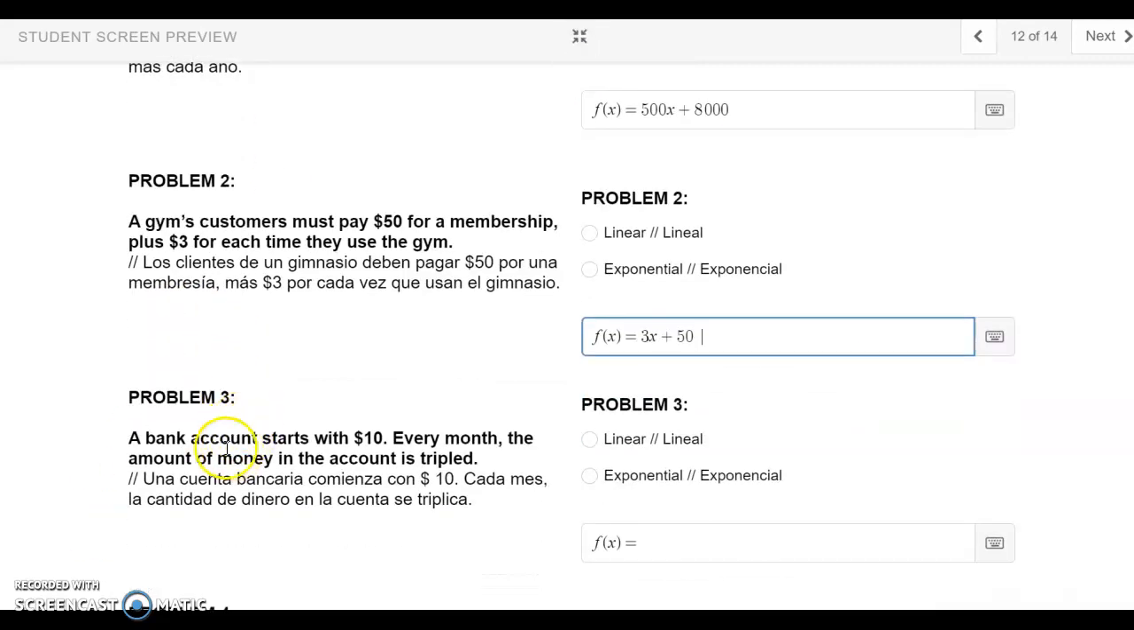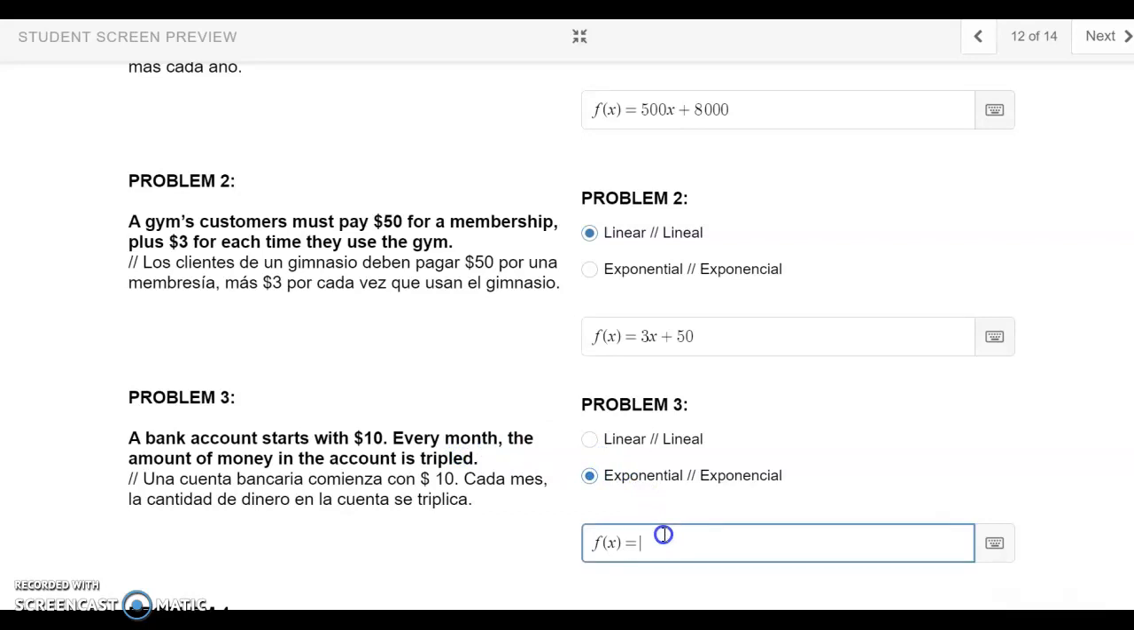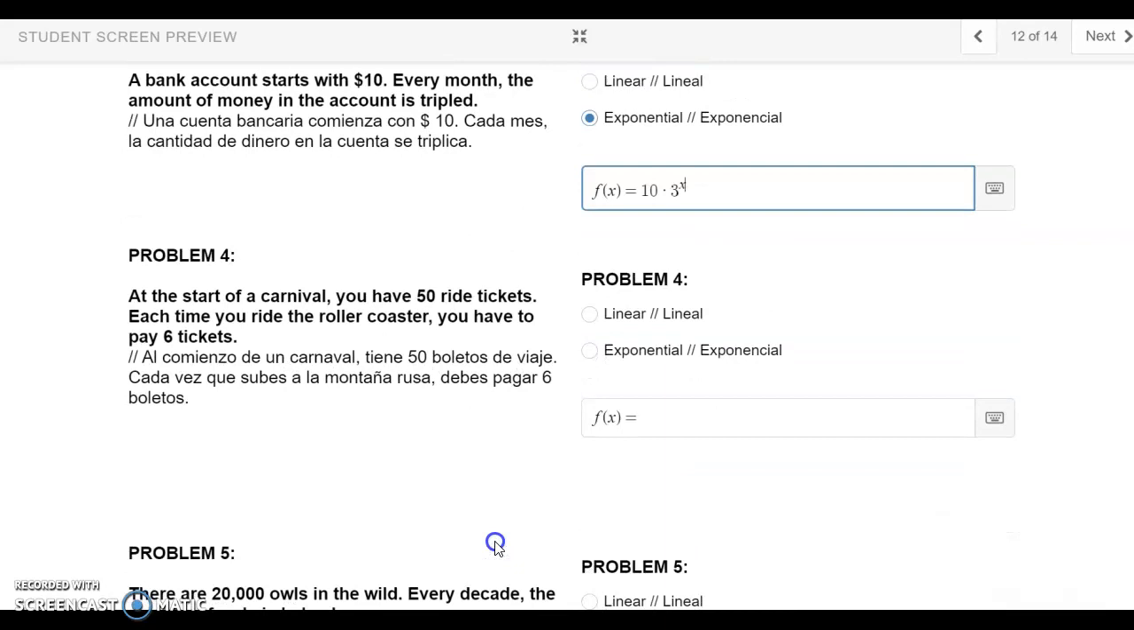All right. This one says a bank account starts with $10. Every month, the amount of money is tripled. Sorry, that was problem 3; problem 2 is linear. If the amount of money is tripled, we are multiplying by 3 each month. That means it has to be exponential. What's my starting value? $10, multiplied by how it changes each month, times 3, all to the variable, that x power, because each month, we're going to multiply by 3 again. If you haven't done this yet, pause it, try this out on your own.